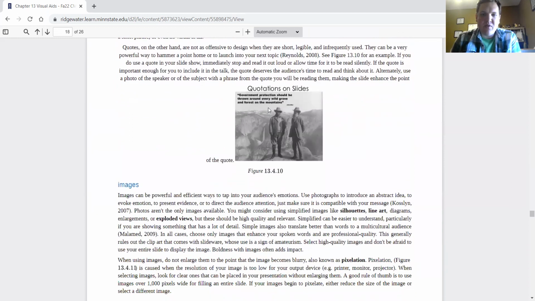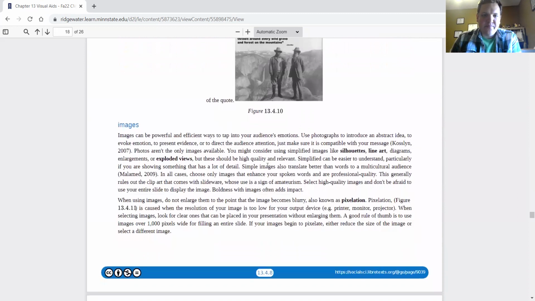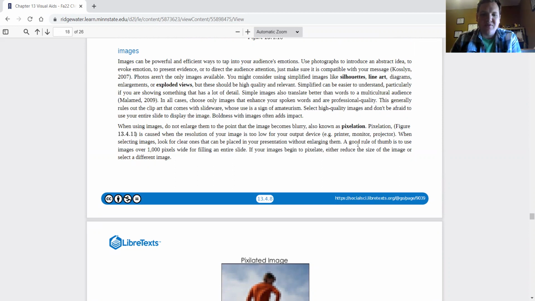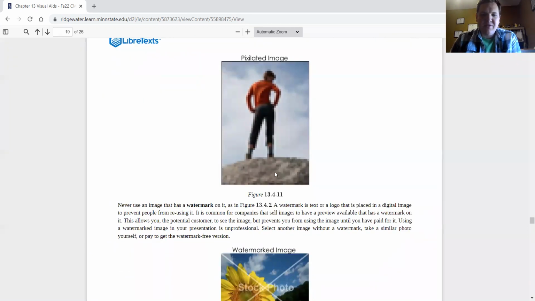So this gives an example of a quote on a slide. You have the quote and you have an image to go along with it. It talks about a lot of different images. You can use simplified images. You can use pixelations. So here's a pixelated image.